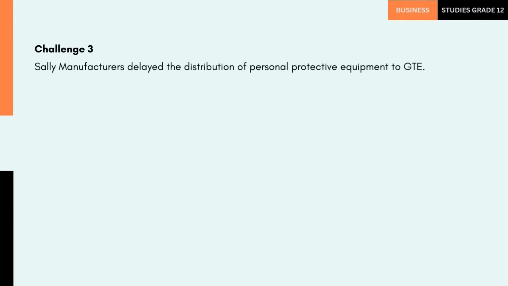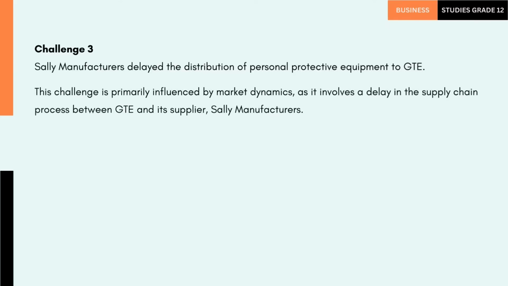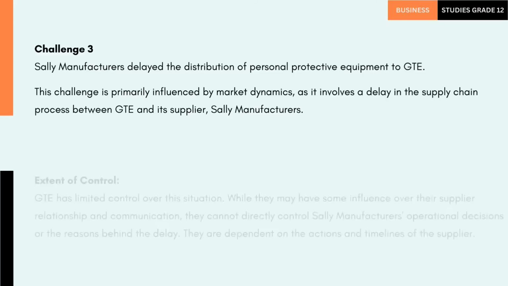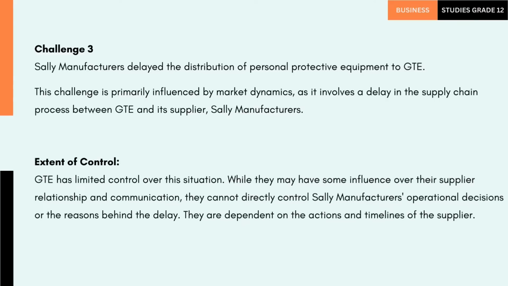Challenge 3. Sally manufacturers delayed the distribution of personal protective equipment to GTE. This challenge is primarily influenced by market dynamics, as it involves a delay in the supply chain process between GTE and its supplier, Sally manufacturers. GTE has limited control over this situation.